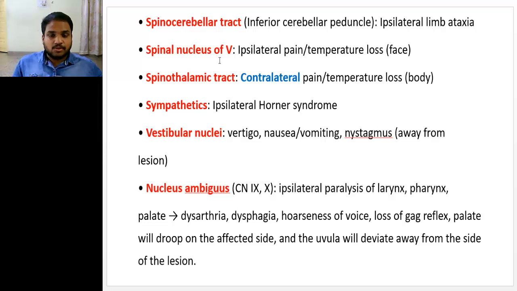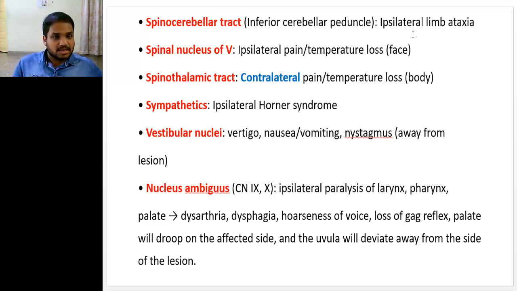Now the spinal nucleus of cranial nerve 5 is involved. So what happens? There would be ipsilateral pain or temperature loss, right? Of the face region, the trigeminal nerve that is innervating the face region. So there will be ipsilateral pain and temperature loss in the face, and the spinothalamic tract is involved, and this would result in contralateral pain or temperature loss. Fine, that is from the opposite half of the body. In fact, in case of lateral medullary syndrome, this is the only symptom that is occurring on the opposite side. All others are on the same side.